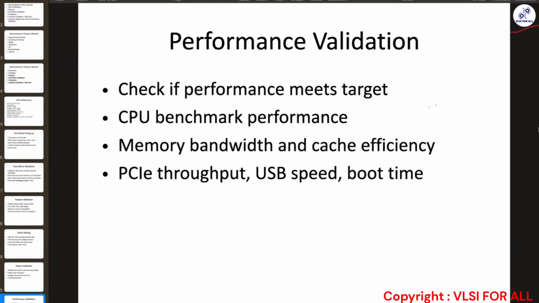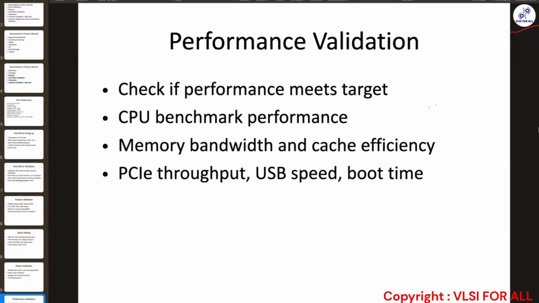Okay. With the help of some tools, you would have heard of Cinebench or 3D benchmarking tools. All of those things we use to engage your cores and check how your system is behaving. Same goes with memory. You try to engage your memory, then check what the cache efficiency is. So all of those things you test. Then PCI throughput, USB, boot time.